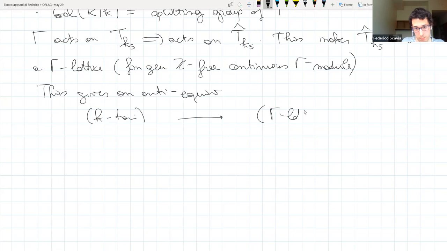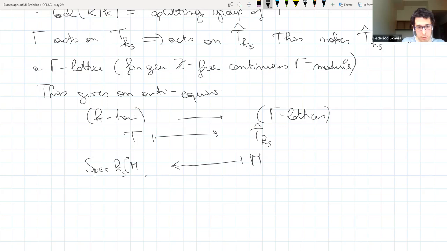And let the torus T correspond to the lattice with this Γ action that I just described. And a quasi-inverse of this is taking a Γ-lattice M and considering Spec of (k^s[M])^Γ. So this is the group algebra, and then take the Γ-invariants and take the spectrum. Okay.